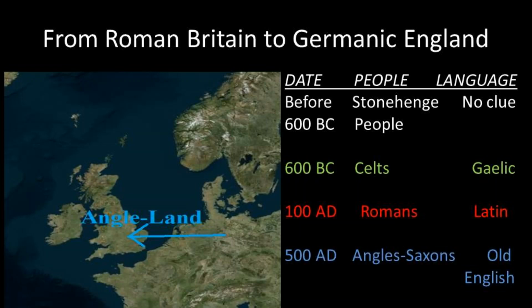And this is why the southern half of the island of Britain becomes England, because it's the Angle land. The Angles and the Saxons come from Germany, and they conquer southern Britain, and so it is now Angle land. And they are speaking Old English. So the origins of the language I'm using right now are in Germany, and these people came to Britain.